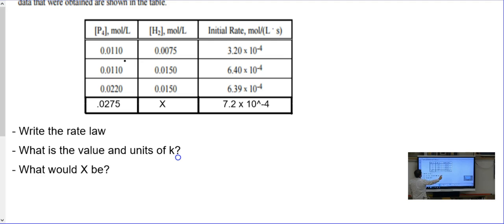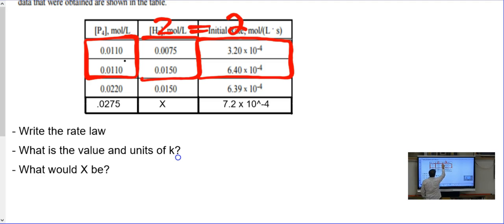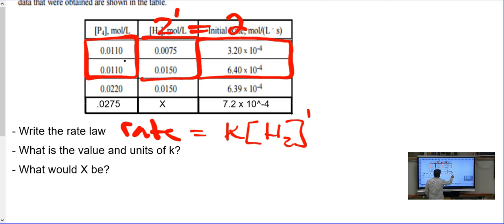Right, the rate law. So I'm going to look right here, and these are held constant. I look right here, and these are double. And what happens to the rate? It doubles. A 2 equals a 2 if you raise that to the first. Okay, thank you. So our rate equals K, and we know at least H2 is raised to the 1.